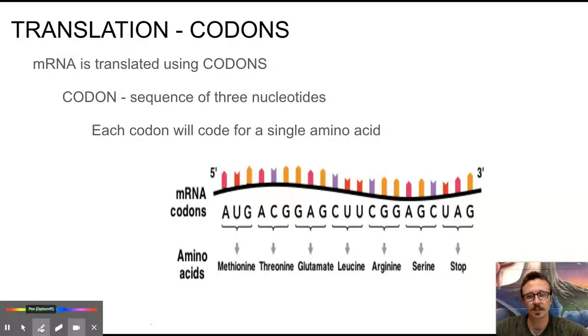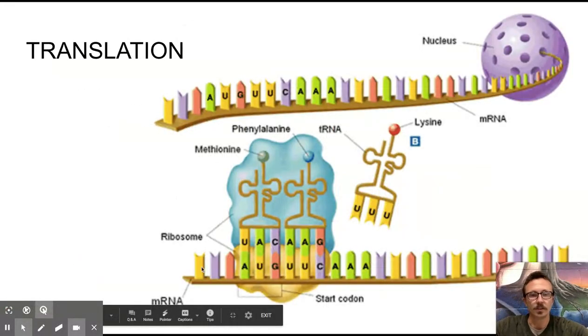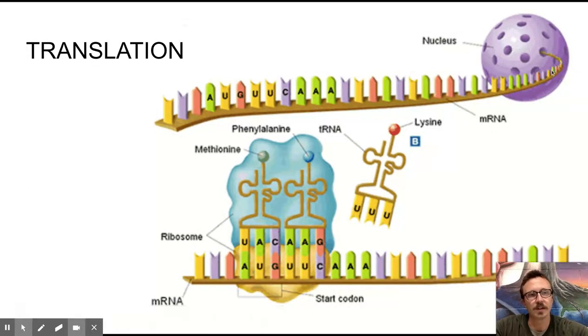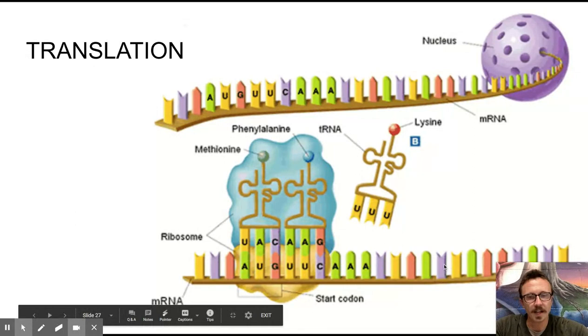UAC. Now let's take a look. So here we have the nucleus. Inside is the DNA. It's been transcribed into mRNA. The mRNA molecule found its way to the ribosome, this big blue blob, and the ribosome is reading the mRNA, and we can see that it's reading it 3 letters at a time, right?